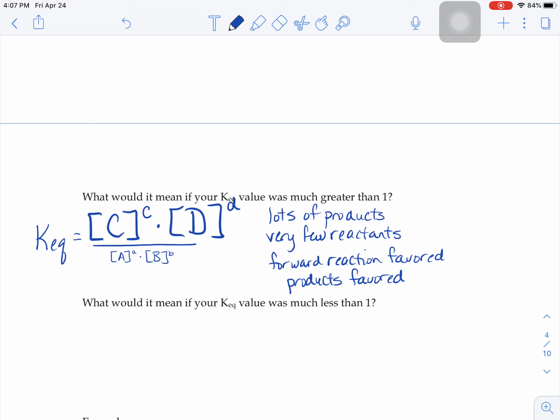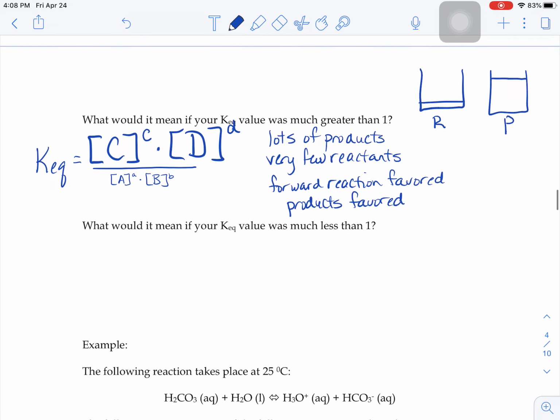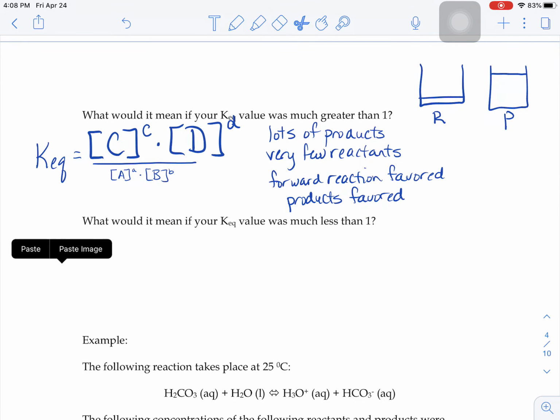So if you think back to those beakers that we were talking about before, and you had your reactants beaker and you had your products beaker. If it's products favored, that means we have lots of products, very little reactants once that equilibrium has been established. If the KEQ is greater than 1. Well, what about the opposite case here?